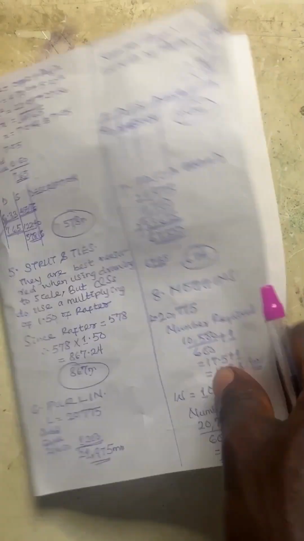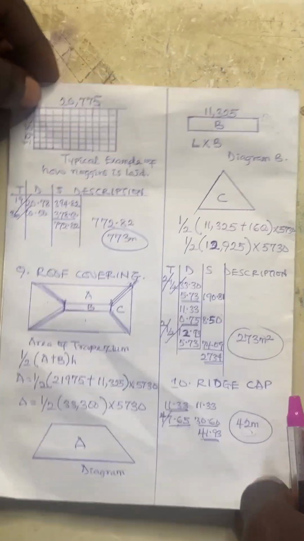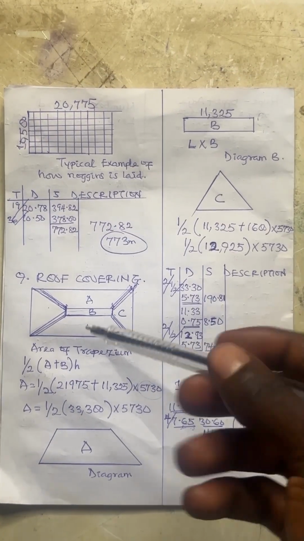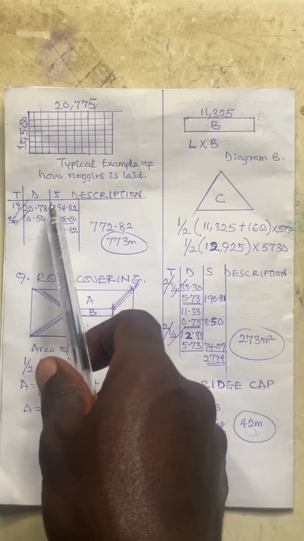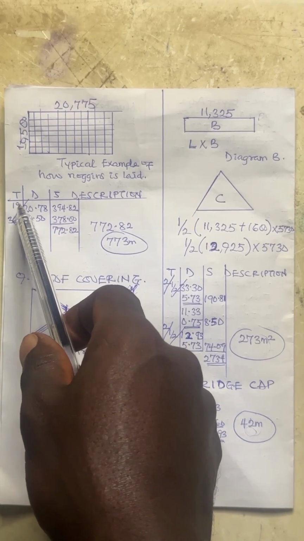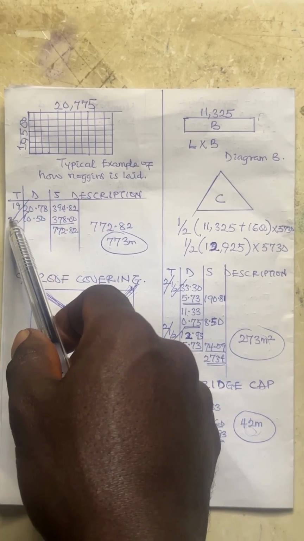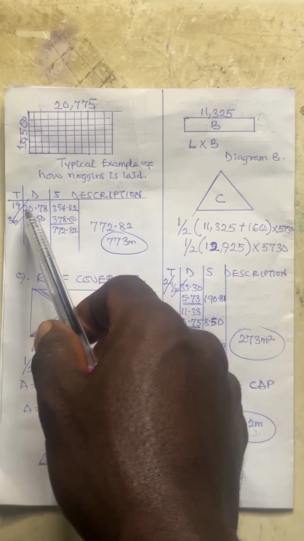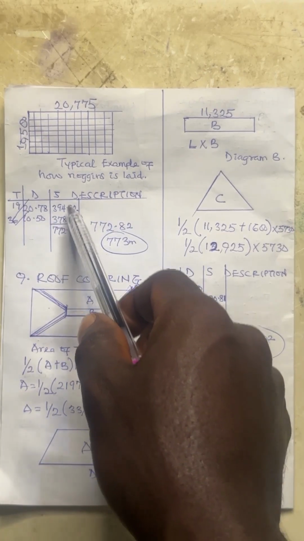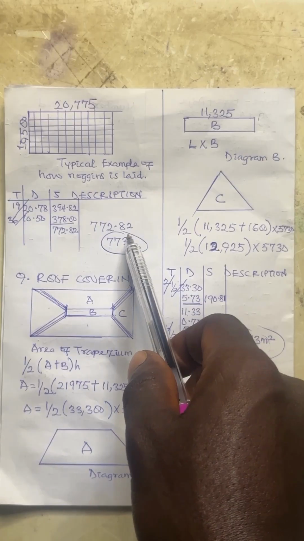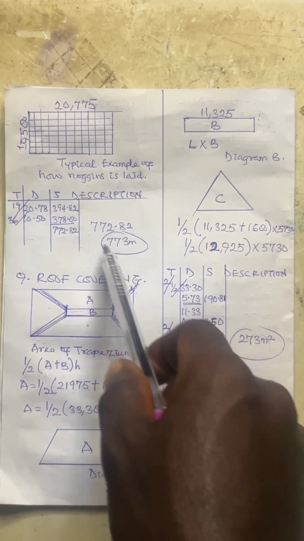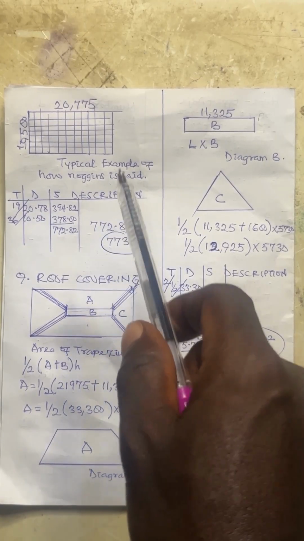So let's see how it is being booked. We can see the booking here. That's 20.78 multiplied by 19 number required, then 10.5 multiplied by 36 number required. We add it up, and then we get 772.82, which is 773 meter.